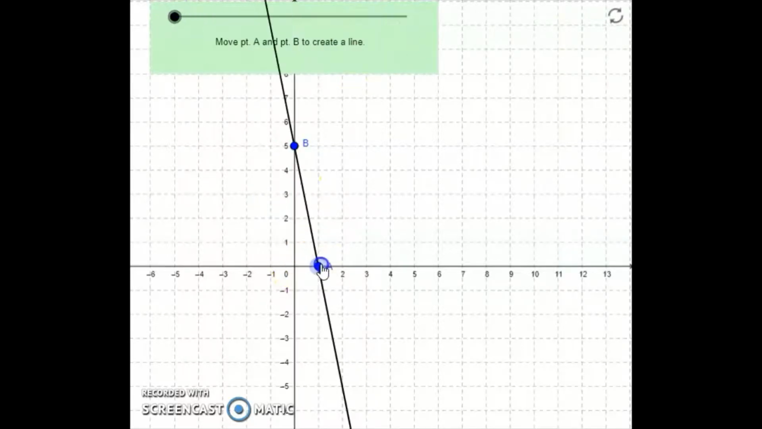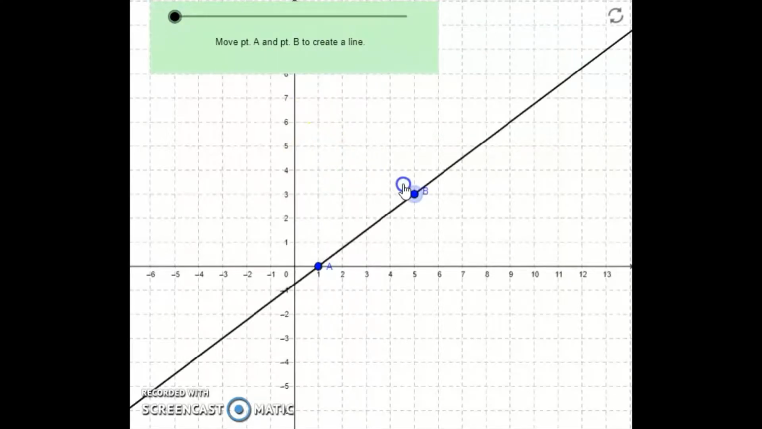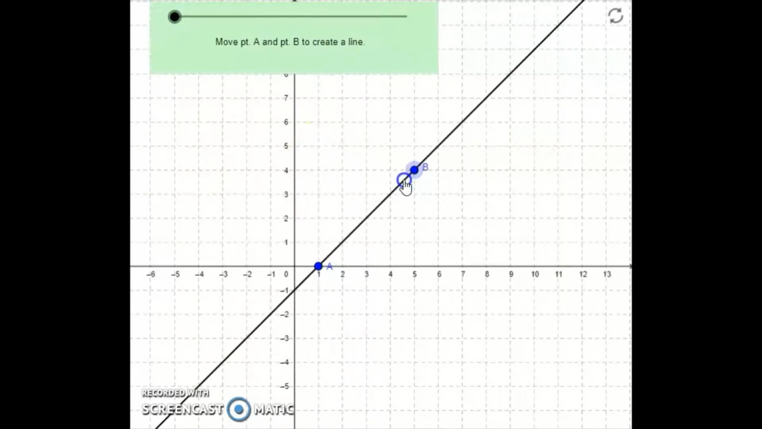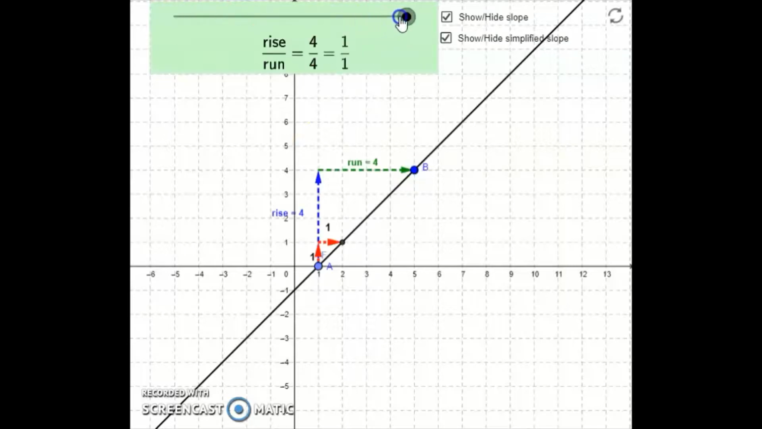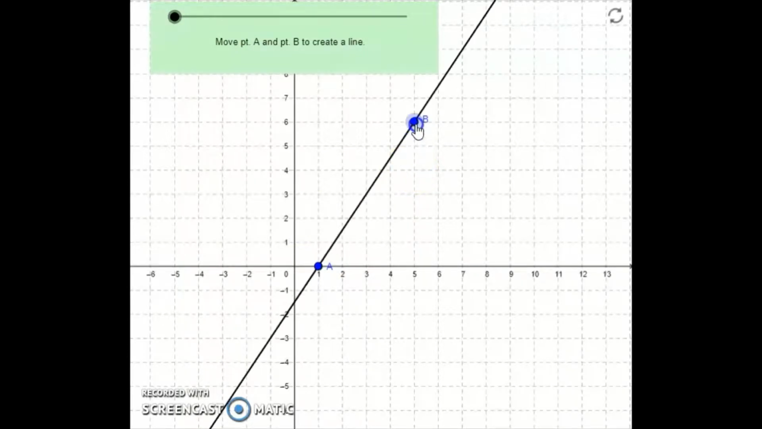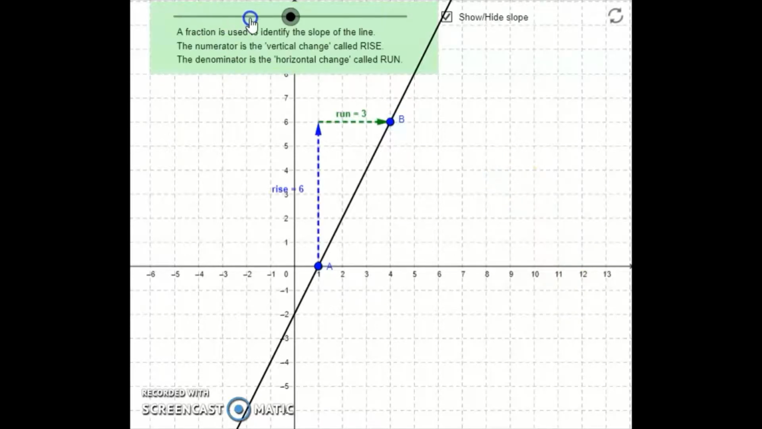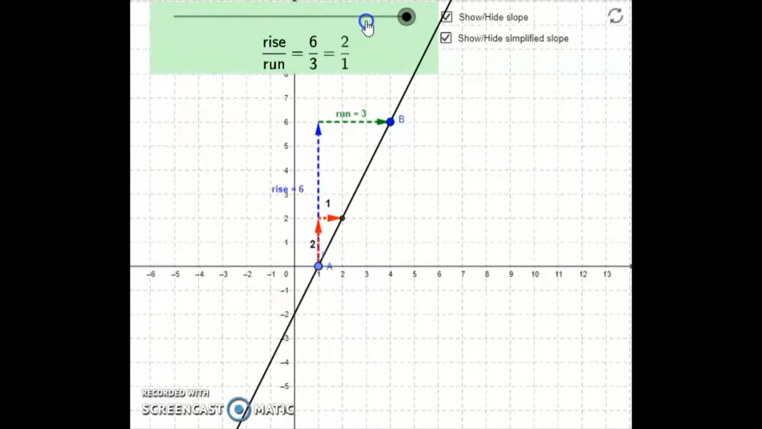We don't have to do these going through the origin. We could have them anywhere else. We can move them over here. There's a slope of 1. So let's try one more for you. What's the slope here? 3, 2, 1. Well, the rise is 6 and the run is 3. So the slope is 2.